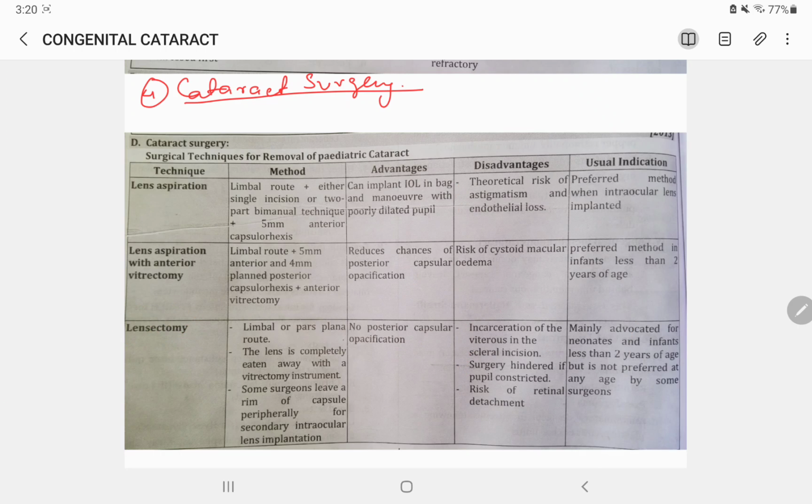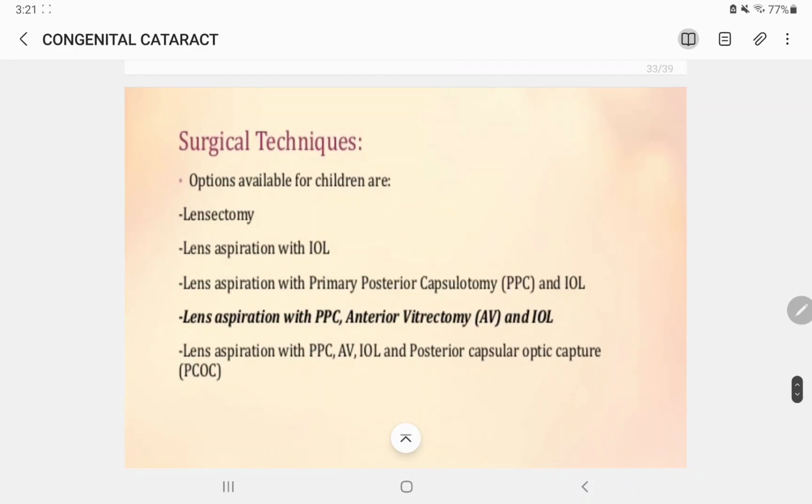And then surgery is hindered if the pupil is constricted. It will have some effect if the pupil is constricted, and the risk of retinal detachment is higher with the lensectomy. It is mainly advocated for neonates and infants less than 2 years of age, but it is not preferred by some surgeons. Some surgeons don't choose it.